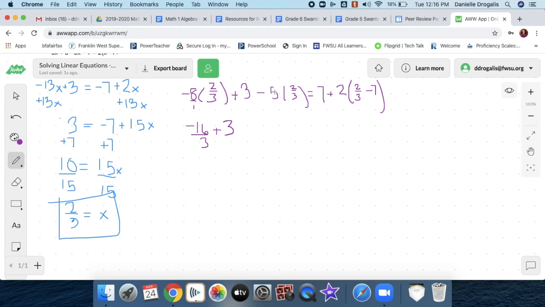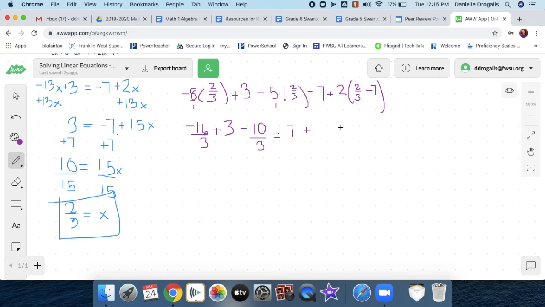I have a -5 times 2/3, same thing. -5 times 2 is -10, and that's over 3. Notice I'm not doing 5 times 2 and 5 times 3. That would be incorrect because, again, this is 5 over 1. And the rules of multiplying fractions is numerator times numerator, and then denominator times denominator. Okay, so it's not looking too bad, right? Hopefully I haven't lost you yet.